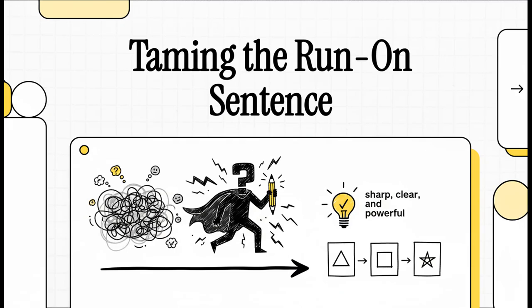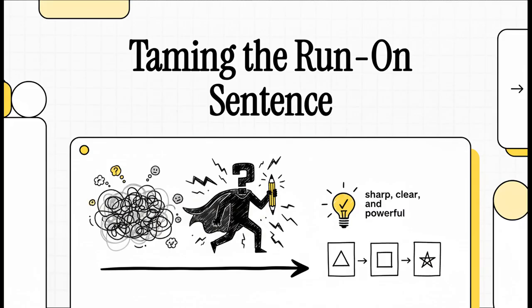You know that feeling? You have this brilliant idea in your head, but when you go to write it down, it just comes out as a jumbled mess. Well, a lot of the time, the culprit is a sneaky grammar villain, the run-on sentence. Today, we're going to learn how to spot these villains and how to fix them, which is going to make your writing way more sharp, clear, and powerful.